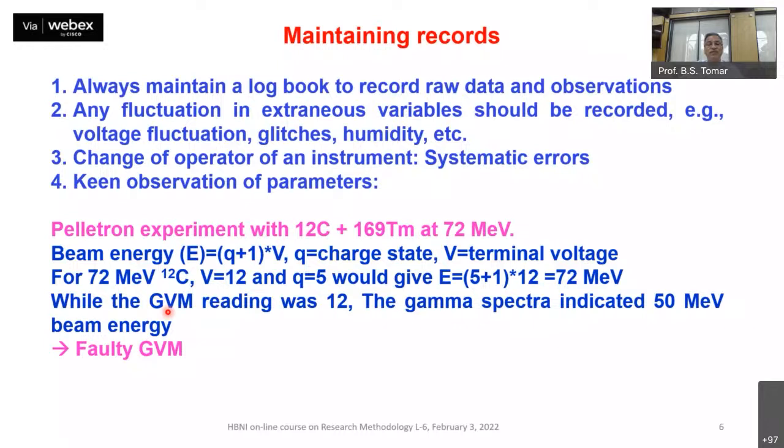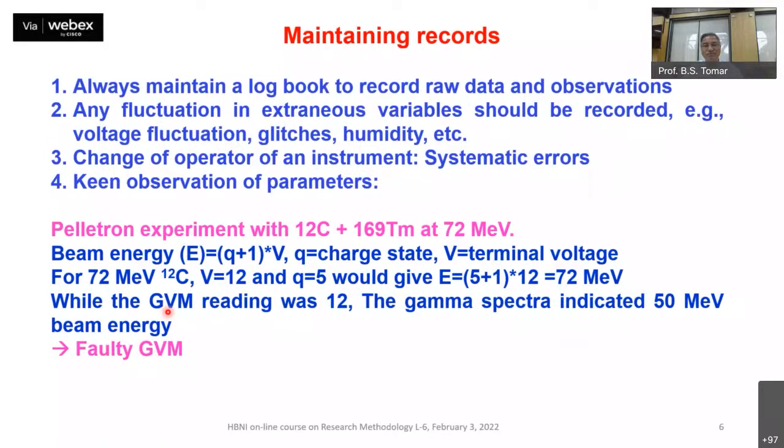So this machine cannot be run at more than 14 million volt. 14 million volt is a theoretical value. Normally they run at 12, maximum 12.5. So they started increasing the value of the GVM from 12 onwards. And you will be surprised, the operator could go up to 15 million volt.